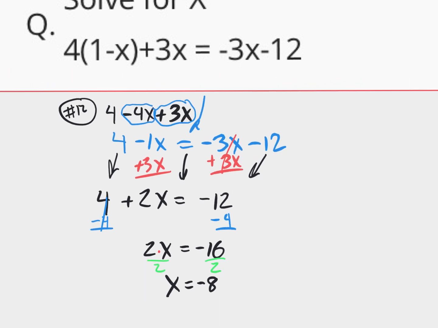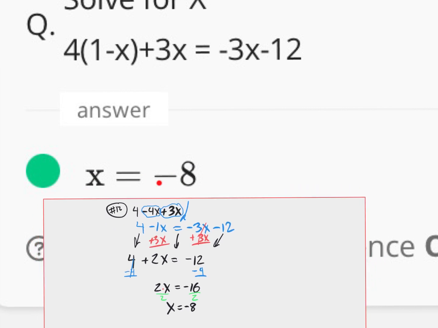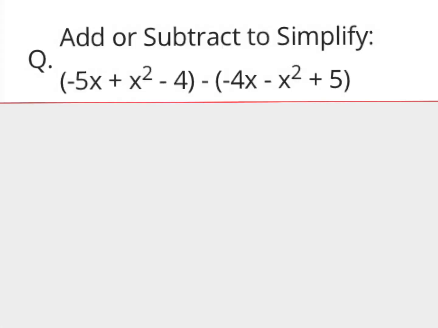Let's verify that right here. Answer, x equals negative 8, as you could see. Type that in, and you'll get full credit. Let's move on. Next question is an easy one.